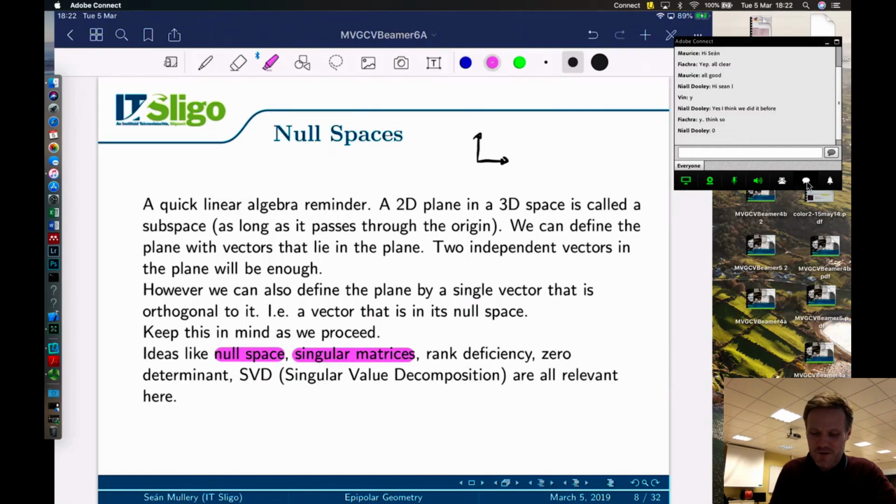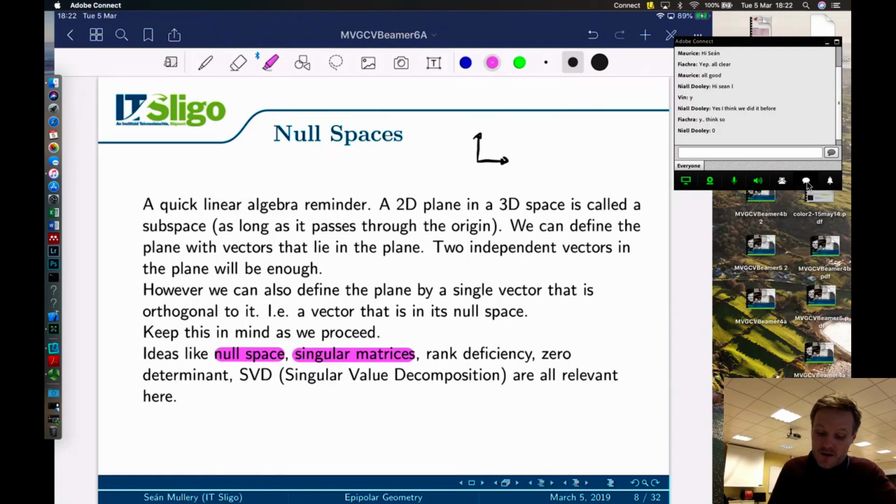Okay, nobody's biting on that. Oh yeah, Niall has said it there. So Niall has said it is 0 indeed. So it is a 0 determinant. And so if we take, for example, the 2D plane that we had in a 3D space previously, that would have a 0 determinant because it has no volume.